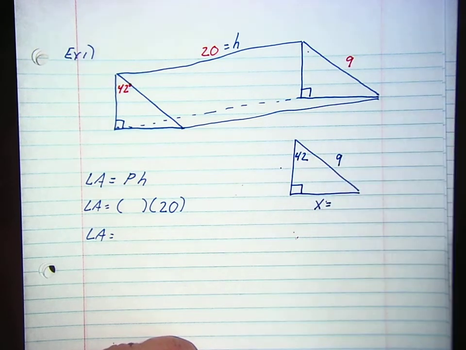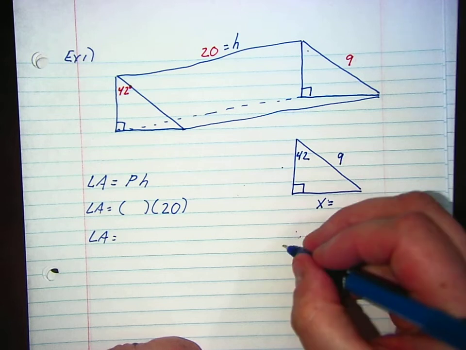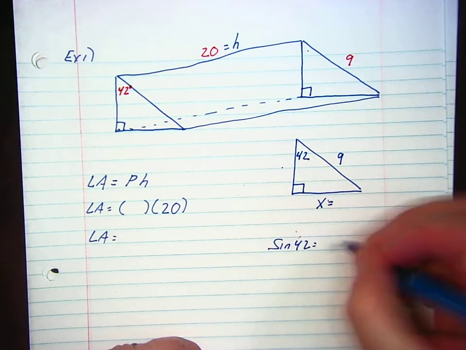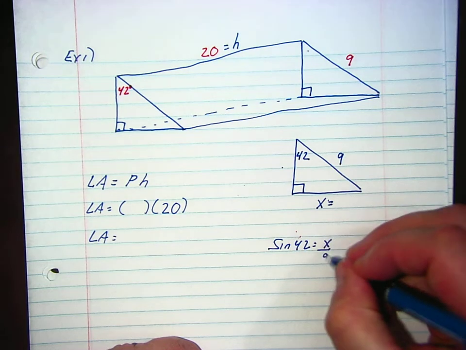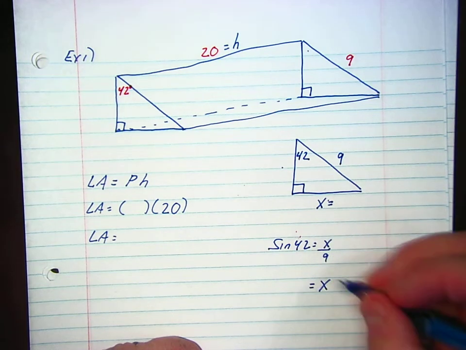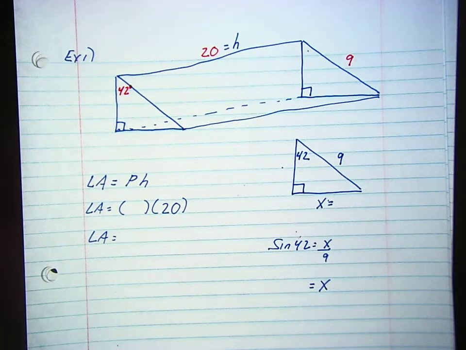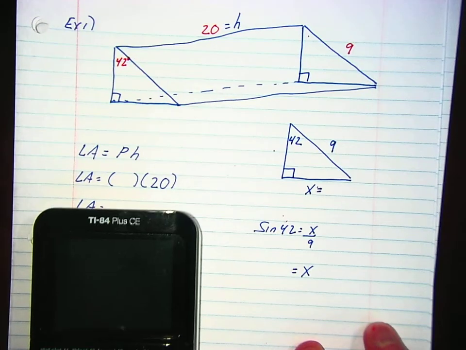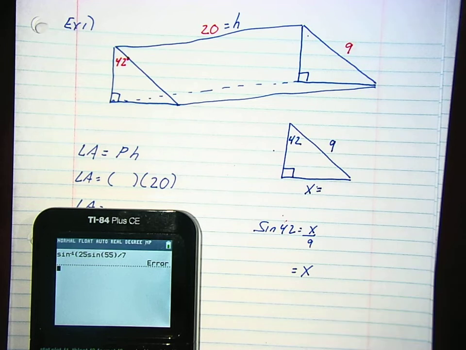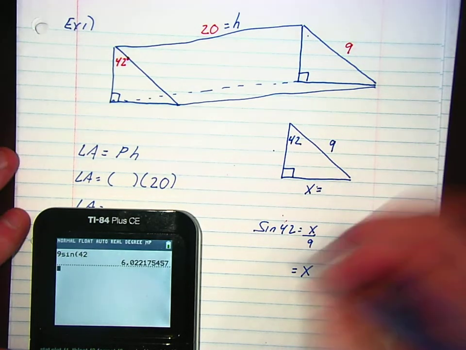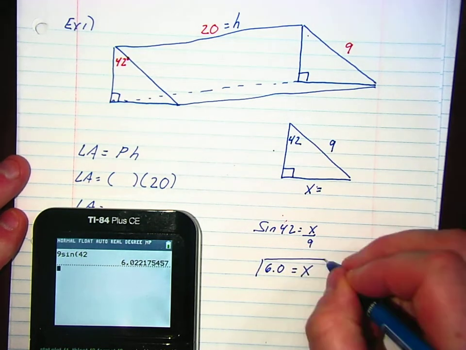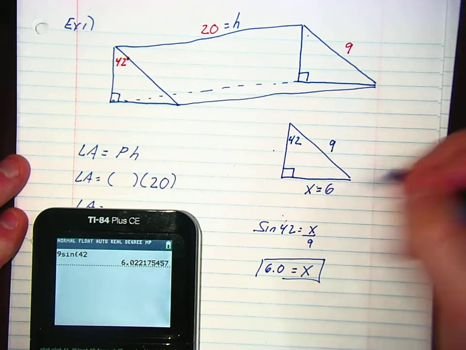And I'm going to do sine, and I'm going to find that. So I'm going to say, okay, the sine of 42 equals X over 9. And you guys, I know you're good at this by now. We've been doing trig forever now, so you guys should be fine there. So I'm just going to put that in my calculator, 9 times the sine of 42. And there's that part right there. So that's 6.02, which is just 6. Okay, so this is 6.